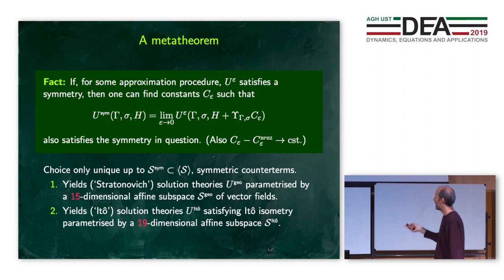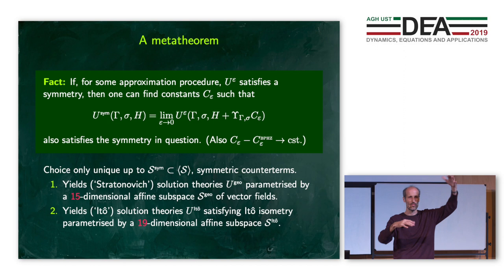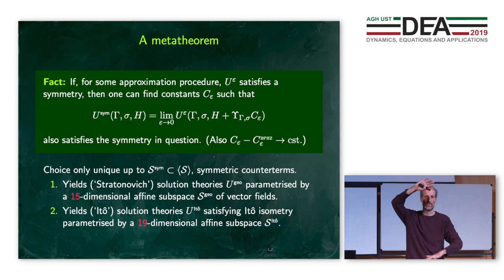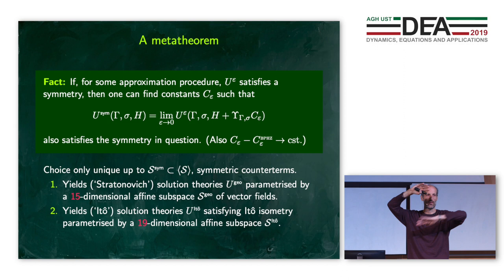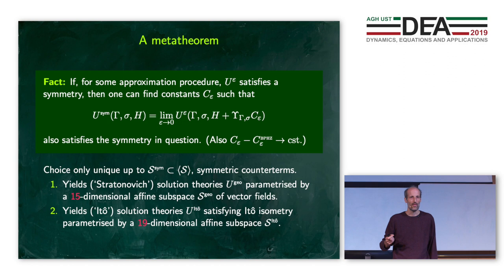And so these sets of solution theories are naturally cosets of certain subgroups of that group. So you have two cosets of two subgroups of that group. And basically here, that really means that it's two affine spaces. So you have an affine space of dimension 15, another affine space of dimension 19. This affine space corresponds to solution theories that satisfy the change of variables formula. The other one corresponds to solution theories that satisfy something like Ito isometry. And these are two affine spaces that live in a space of dimension 54. Now, 15 plus 19 is, of course, much less than 54, right? So generically, there's no reason for these two affine spaces to intersect.